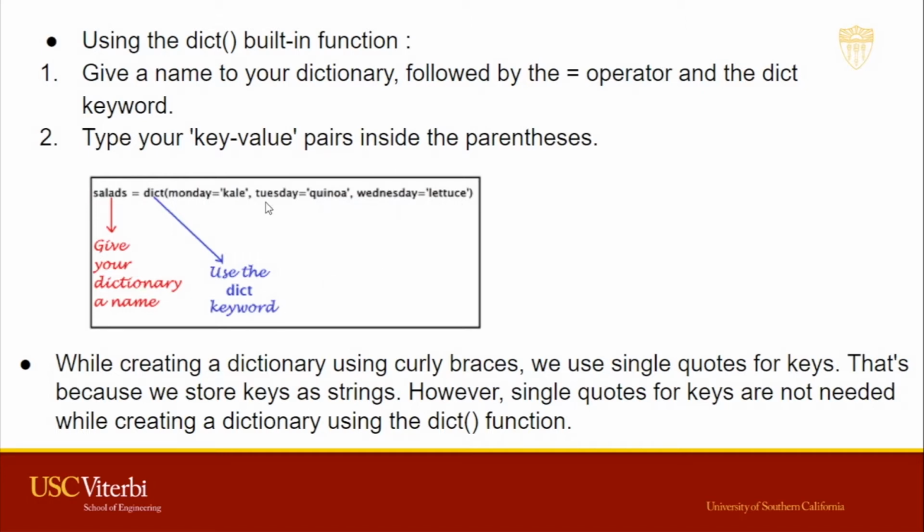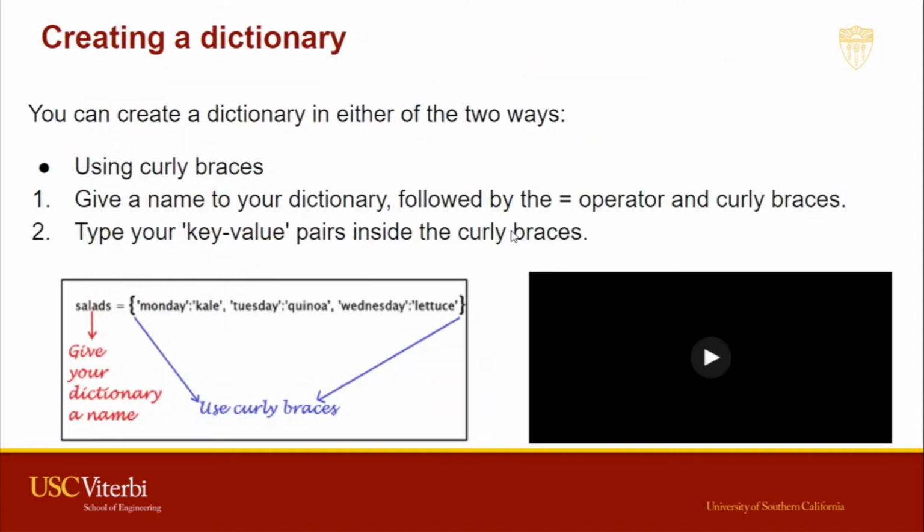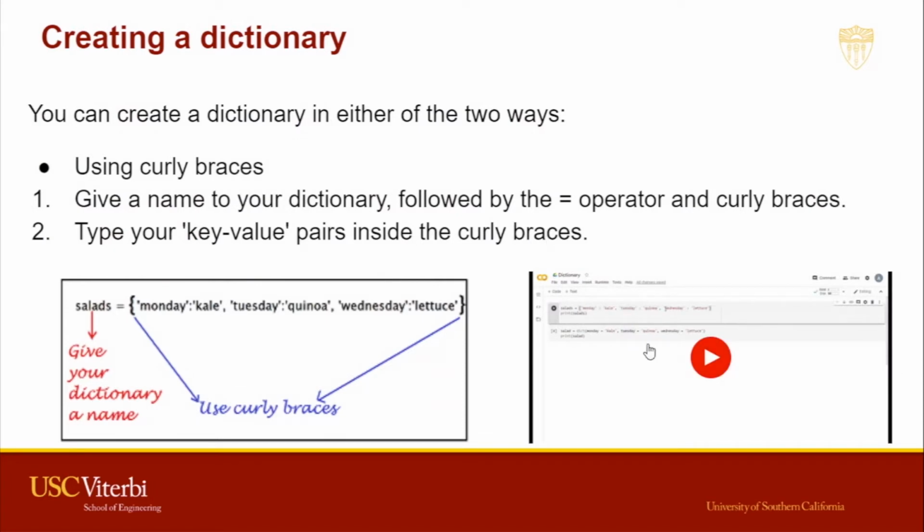Now the difference in both of these is that this is an inbuilt function, and in addition, in the first way we had to use single quotes for the keys. So here Monday is not stored as a string, because earlier we were using strings, so we used the single quotes, but here we are not storing them as strings. So this is not needed when you're using the dict function. We'll have a look at how these ways are implemented in this video.